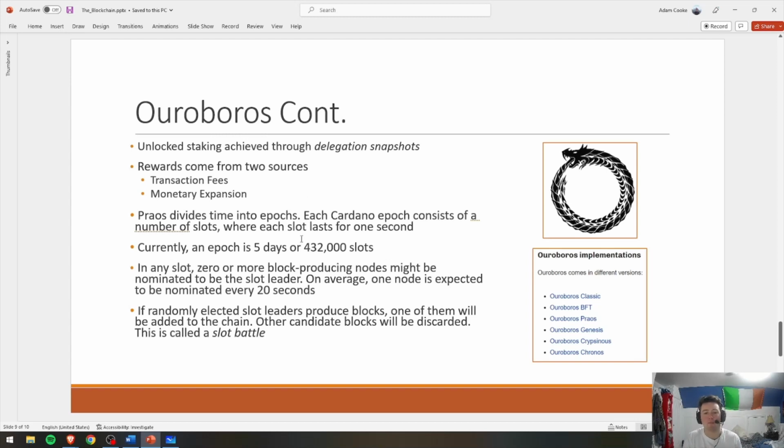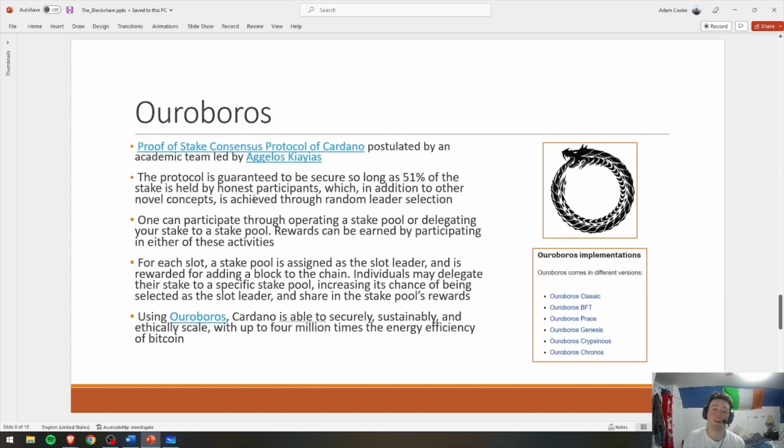There's actually a 2 epoch delay in Cardano. So this helps because then you're able to see if there's any malicious actors and change. You have time to change who you're delegating to and such. But nonetheless, delegation snapshots allow for unlocked staking in Cardano. It's a big plus for Cardano. I'm not sure if any other chain has that.